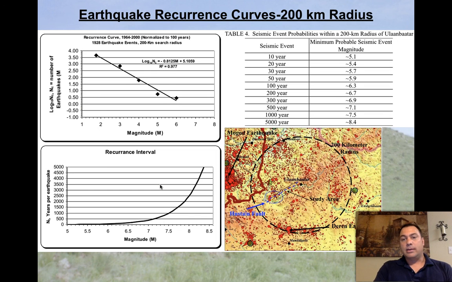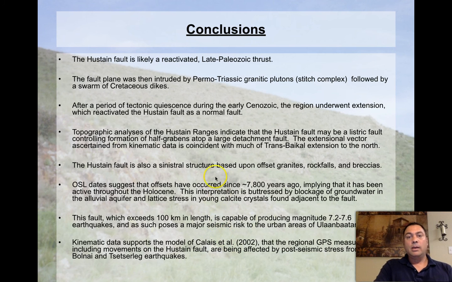And so when we look at that, we recognize that the Hustain fault falls into this nice region from 7.1 to 7.5, and probably is the largest risk for major earthquakes to Ulaanbaatar, and in fact it's located right in Ulaanbaatar's backyard. So what are the conclusions we can take from this? I know it's a long story, a lot to be said, and I only covered just the very crust of what we learned in the study.